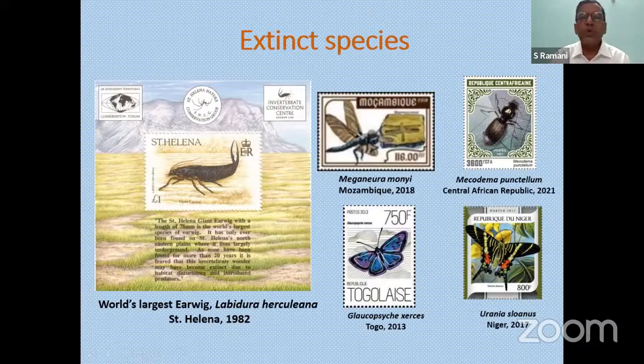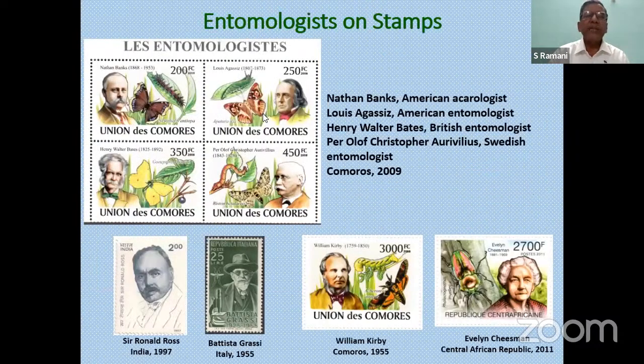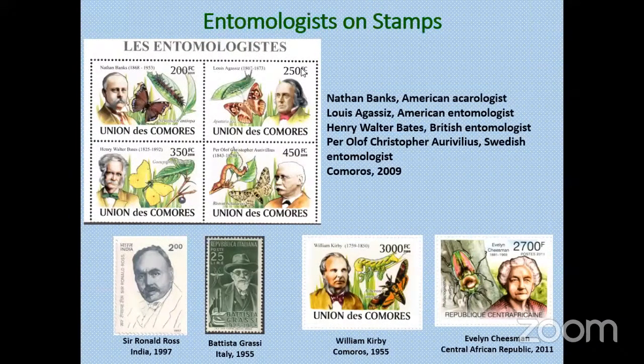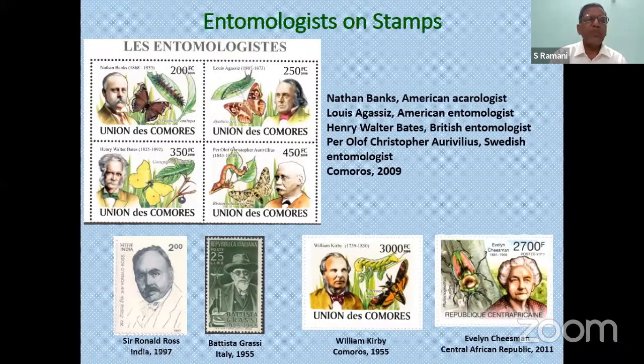There are also entomologists who are featured on stamps. I've just given you a few samples here, like Nathan Banks, an American acarologist, and Louis Agassiz, an American entomologist. Henry Walter Bates, I'm sure all of you recognize him because of Batesian and Mullerian mimicry, has also been featured on stamps. And Ori Villiers, a Swedish entomologist, has also been featured. We have, of course, an Indian example, Sir Ronald Ross, who is supposed to have discovered the life cycle of Plasmodium, the malarial parasite, who has been put on a stamp.